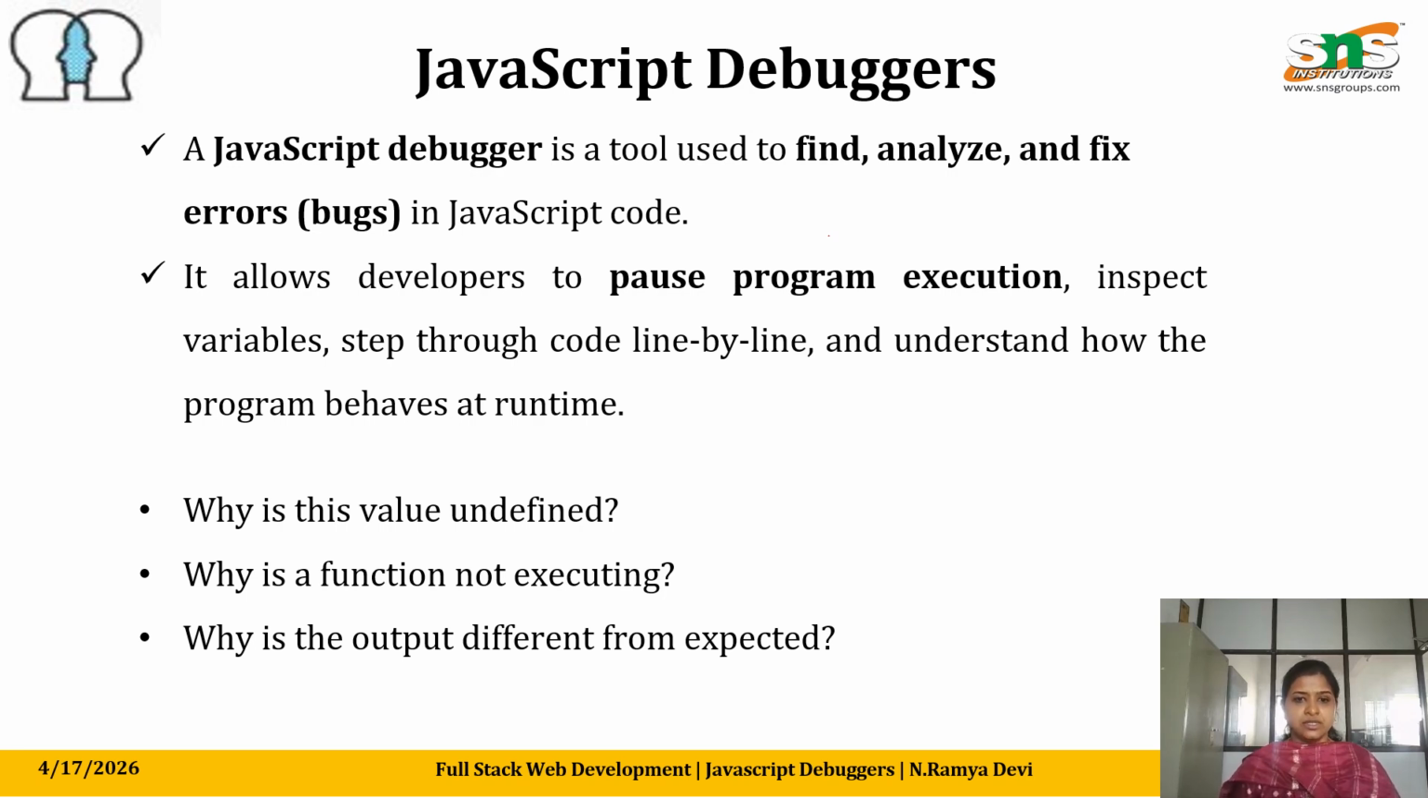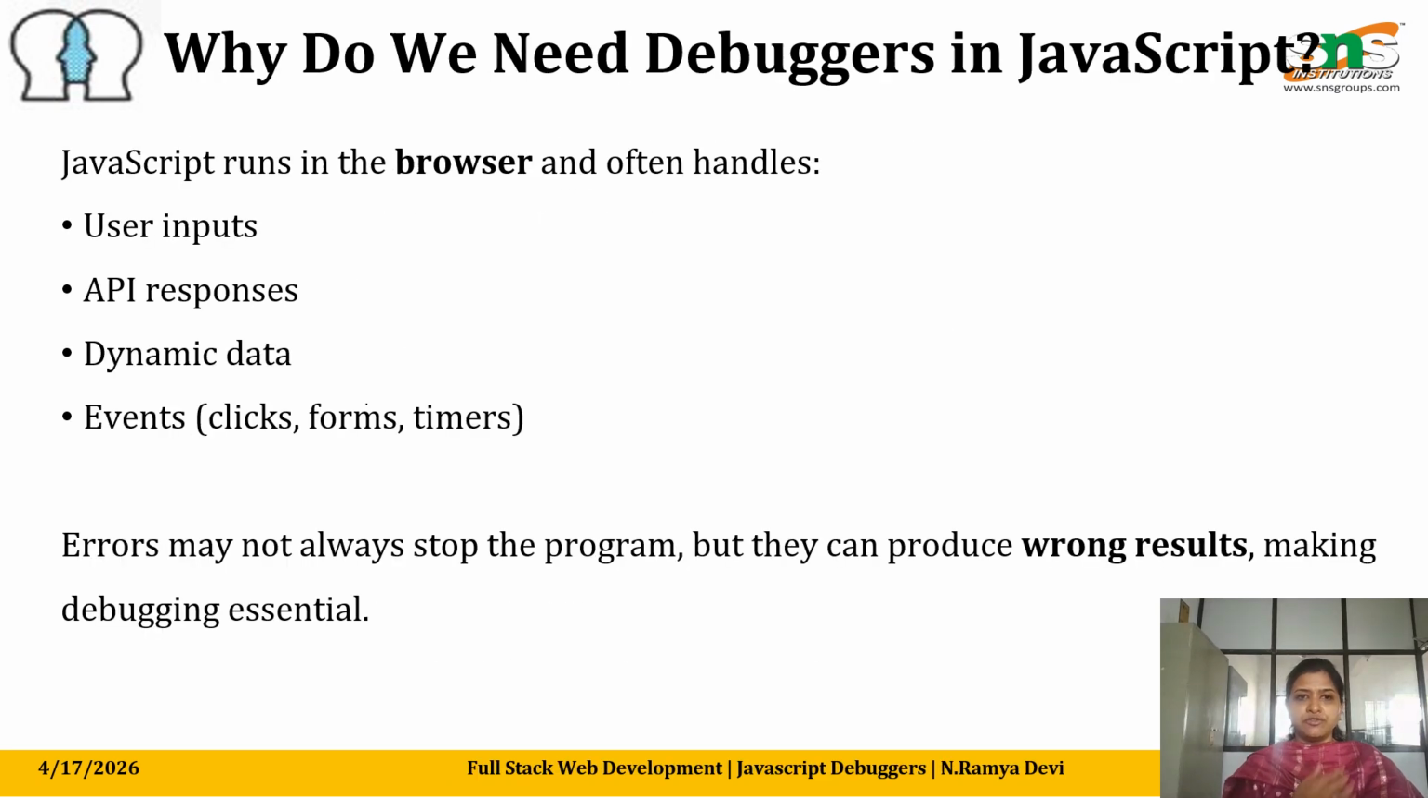A debugger is software that allows developers to pause code execution, inspect variables and data, track how functions are called, and identify where things go wrong. Instead of guessing the problem, a debugger gives direct insight into a program's behavior. So what are the key features of JavaScript debuggers?